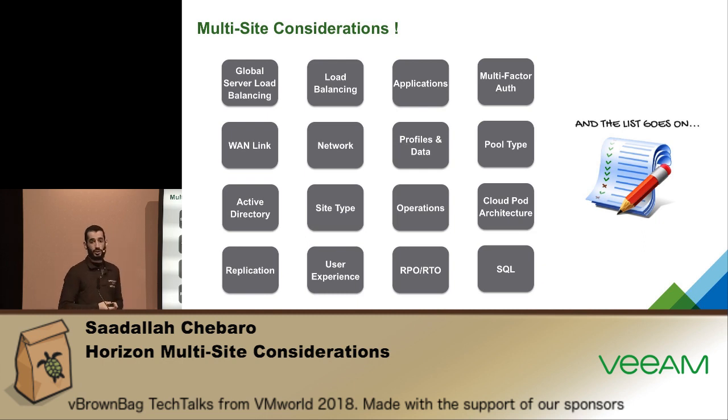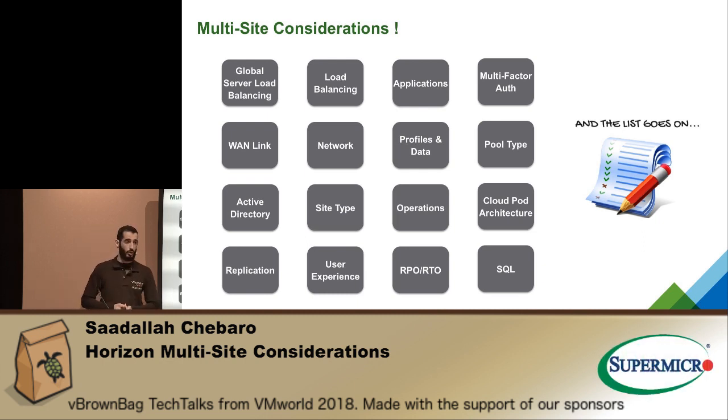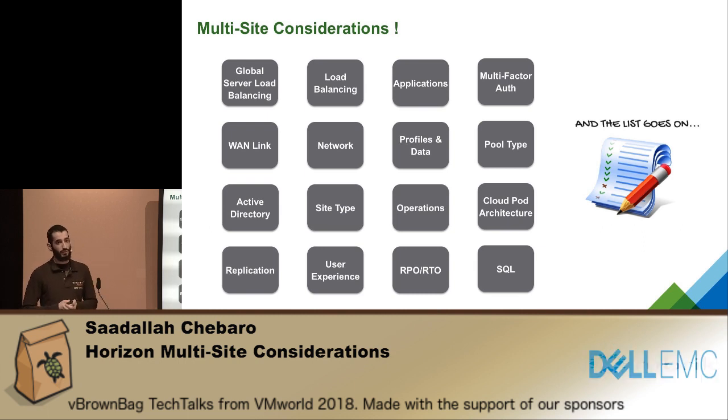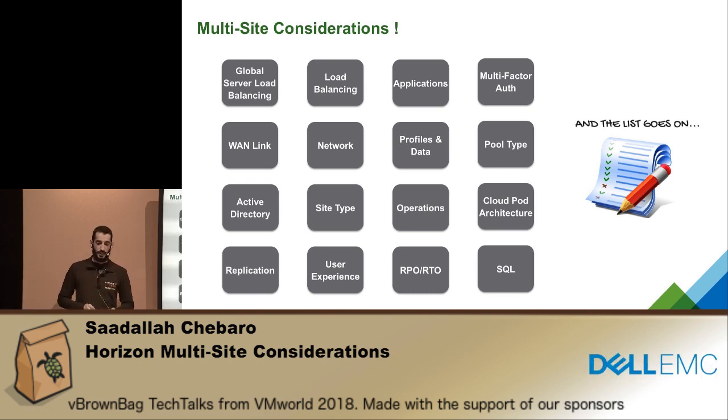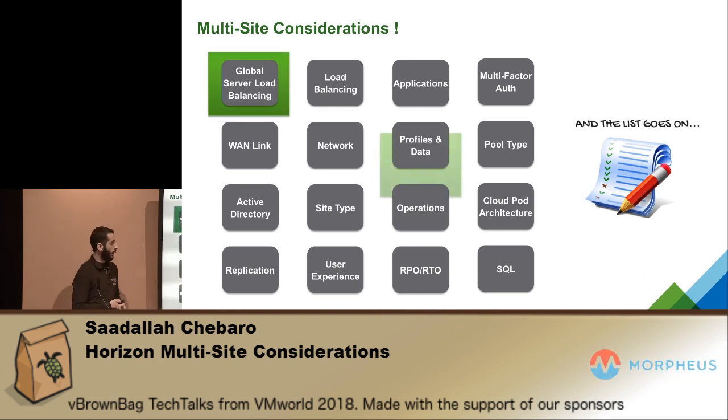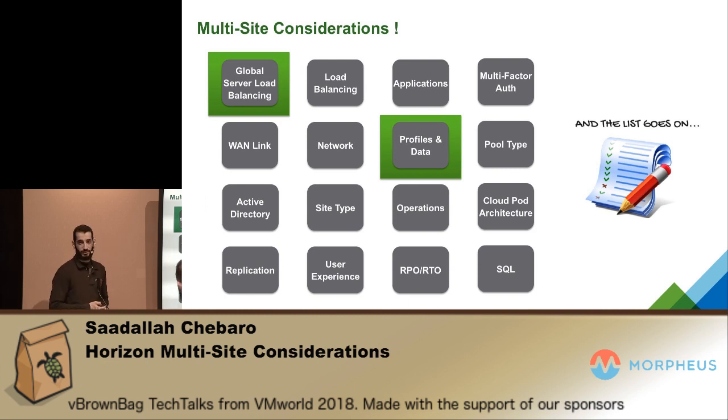You've got your network, your WAN latency, throughput. This is very important. Your RPO and RTO for your sites. What kind of pools you want to do, floating or dedicated. Global server load balancing, Active Directory, replication, user experience. All of these are things you have to touch base on before you start deciding if I want to do active-active or active-passive. Now, in this presentation, because we have very limited time, I'm going to touch base on global server load balancing and profiles and data. Fair enough?